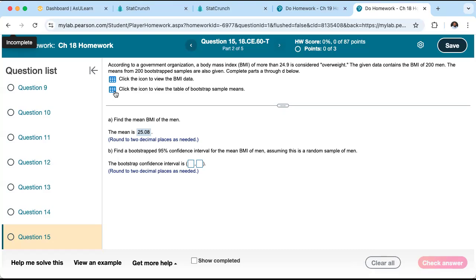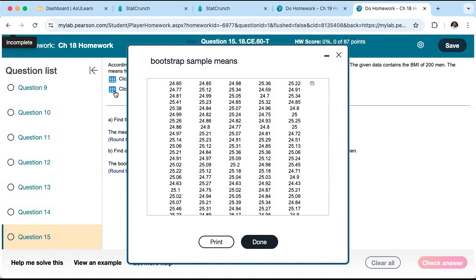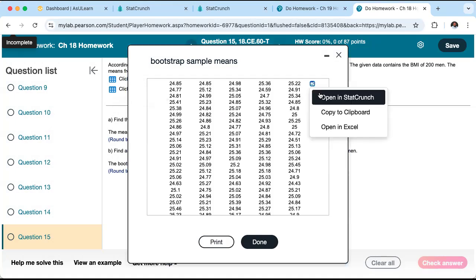So now we need to open our bootstrap sample means. Let's open that, because we want the confidence interval for that. Click on this, open in StatCrunch. We've learned how to construct the confidence interval for bootstrap samples already, but this is a bit different because what we learned was to resample and then choose those percentiles. Here we've been given the bootstrap sample means, so we just need the percentile.